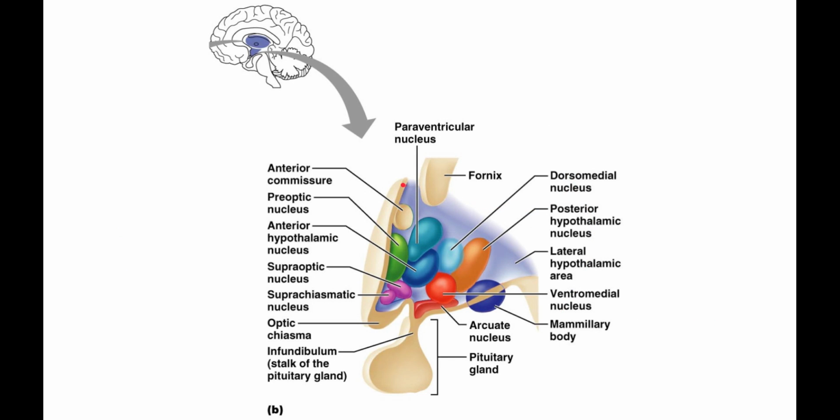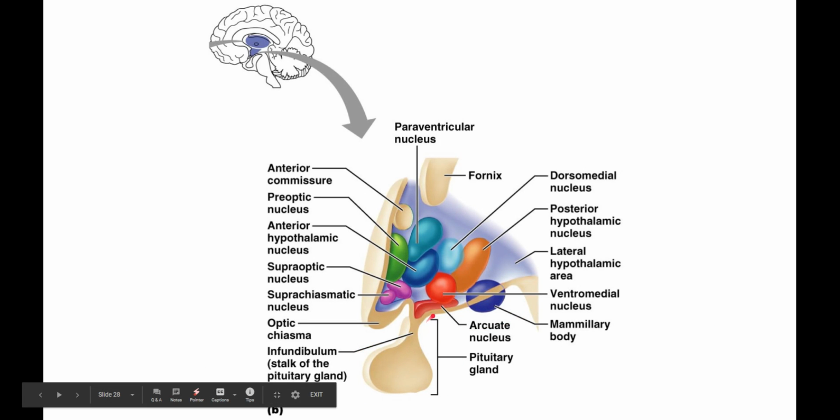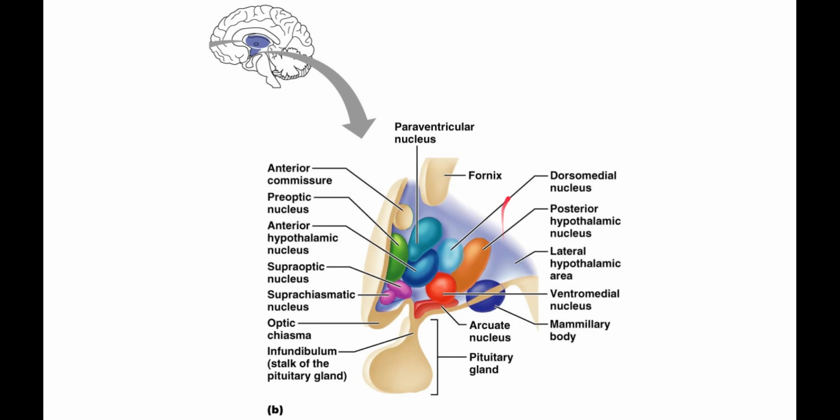And this one looks like Christmas lights, which was just super fun. This is the hypothalamus, and then you can see the pituitary gland down here. Okay, and this just has all kinds of different nuclei that are just hanging out in here, which, again, you don't need to be too stressed about.